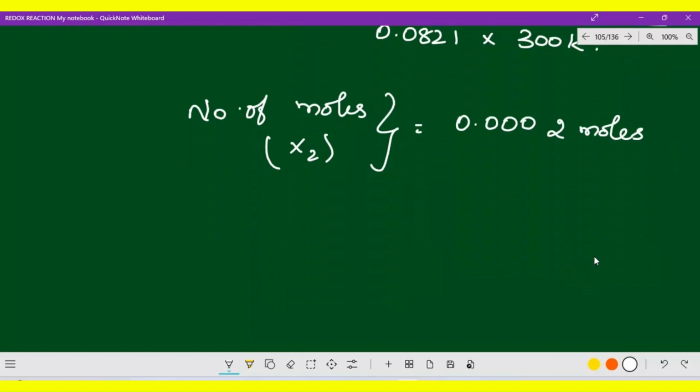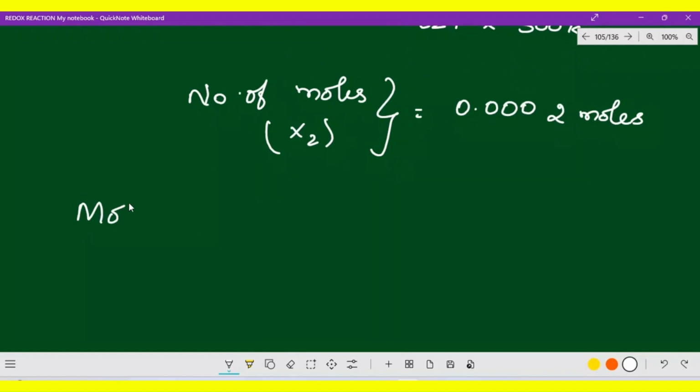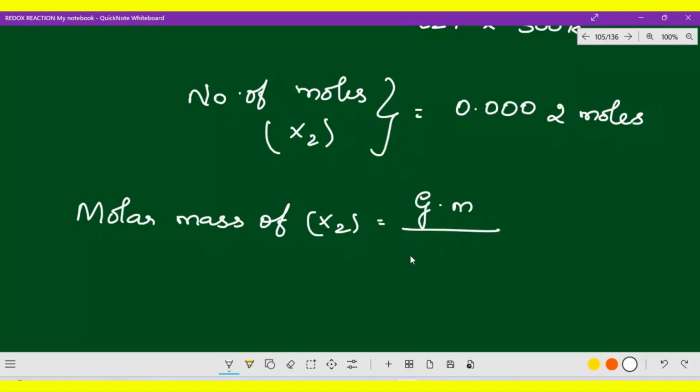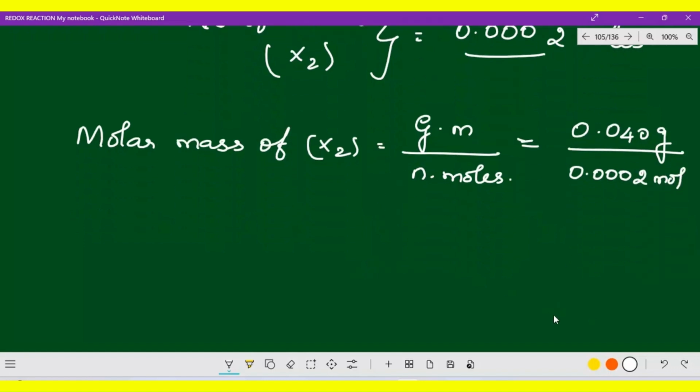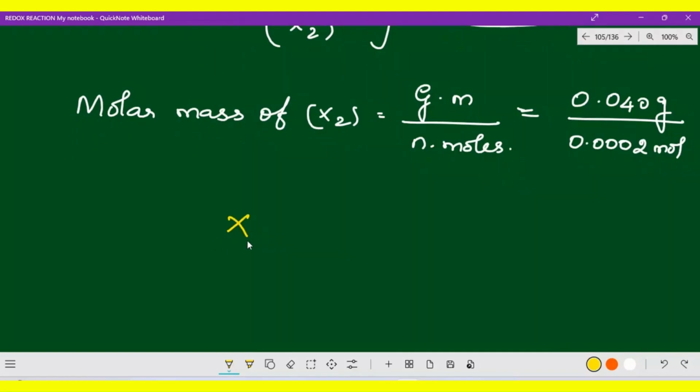Now, the molar mass of X2, we have to identify. It is a diatomic molecule. So the molar mass of X2 is the given mass divided by the number of moles. The number of moles we just found. The given mass is 40 milligrams, which we converted into grams, so 0.040 gram divided by 0.0002 moles. When we calculate it, the molar mass of X2 equals 200 gram per mole.